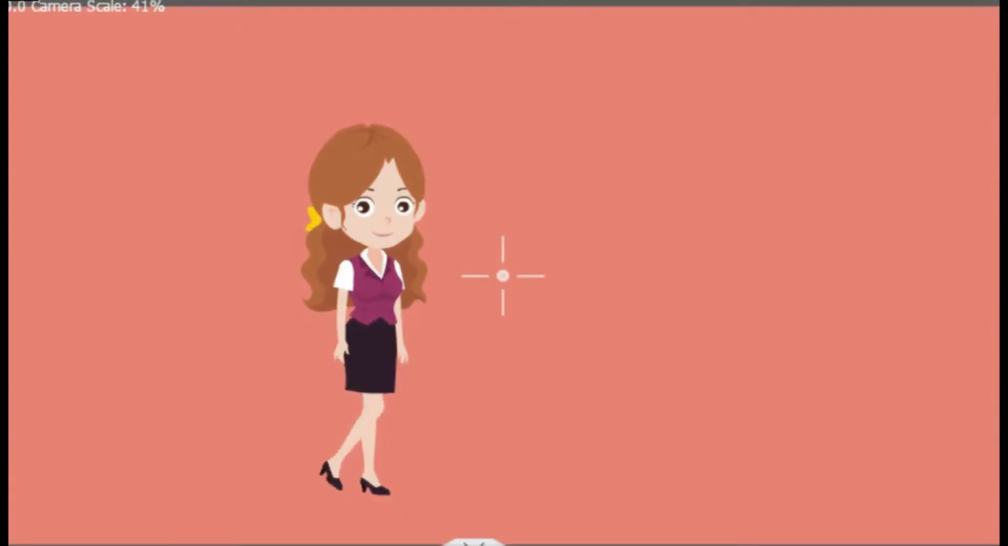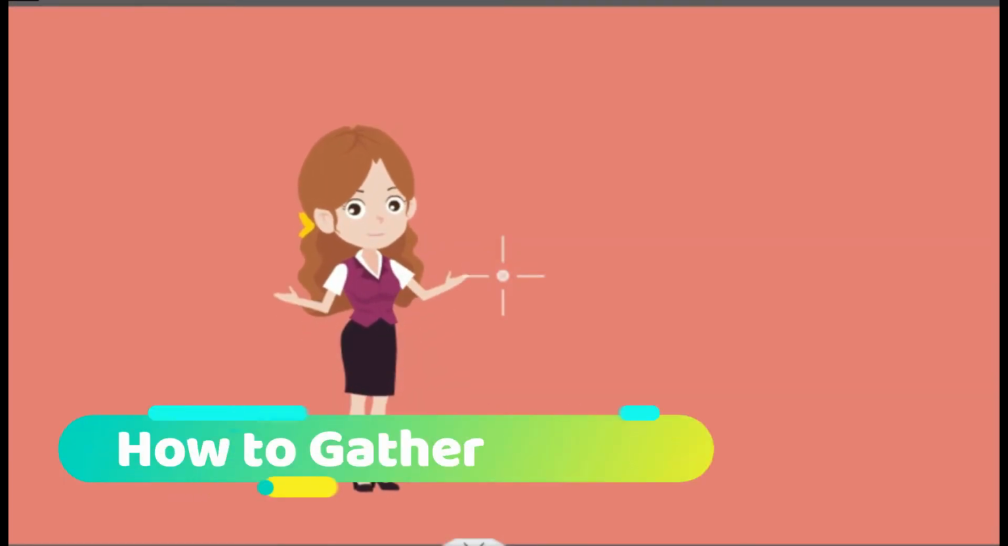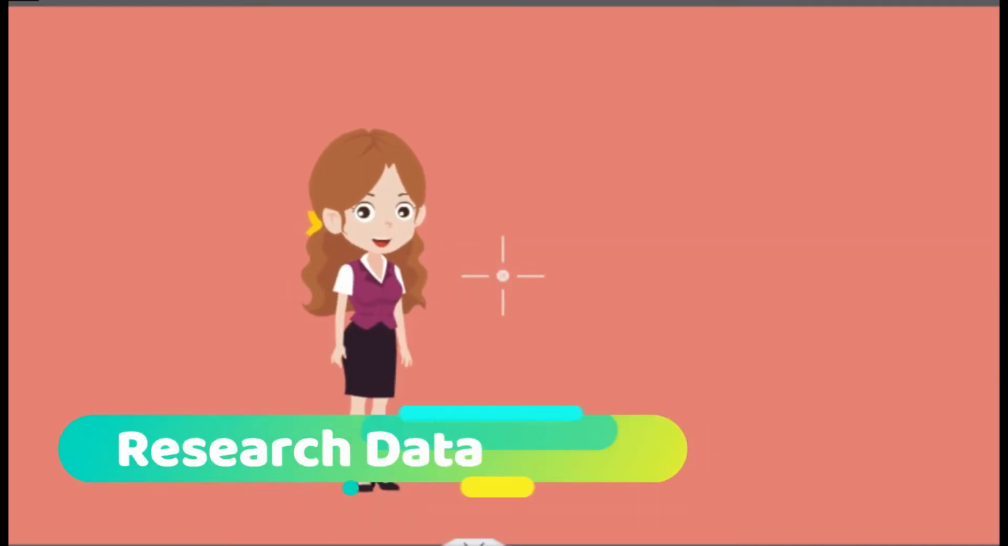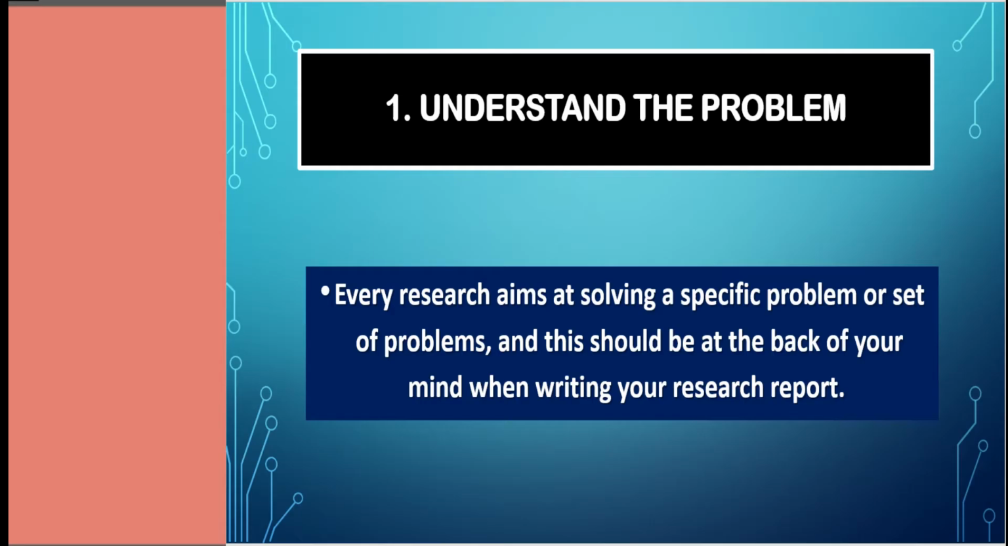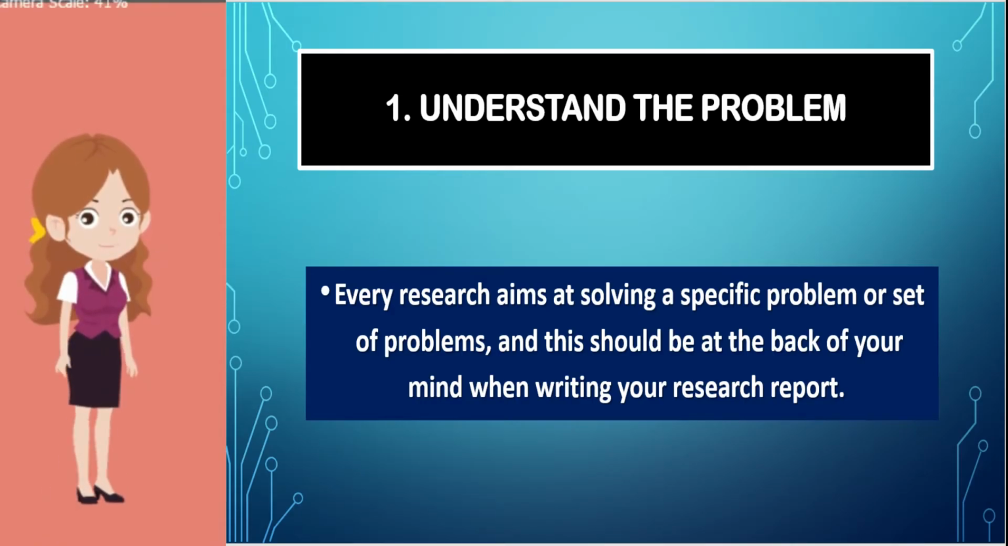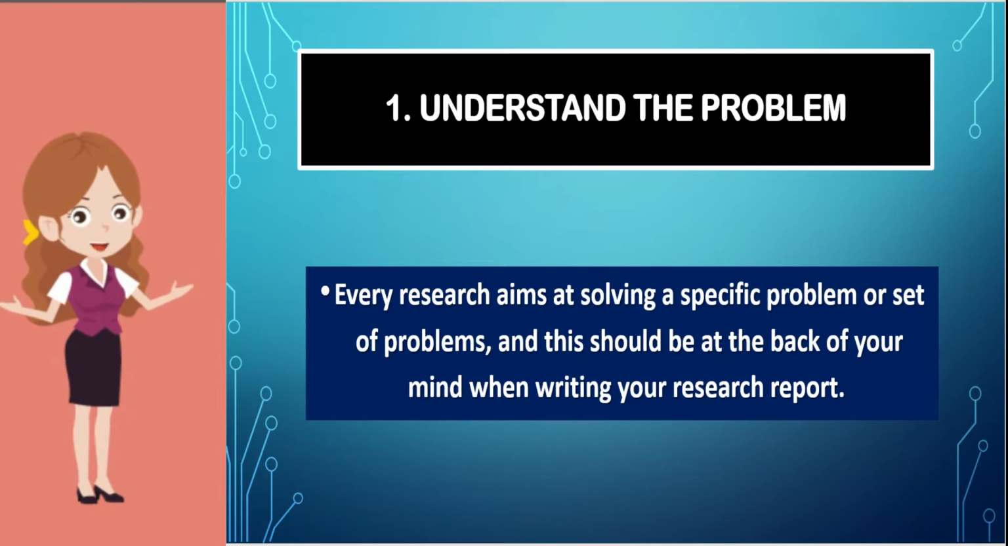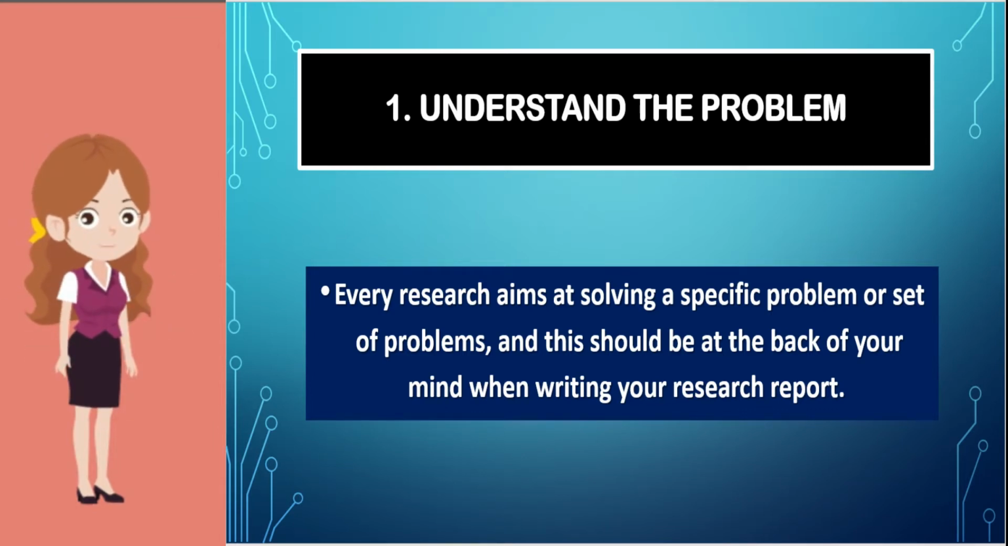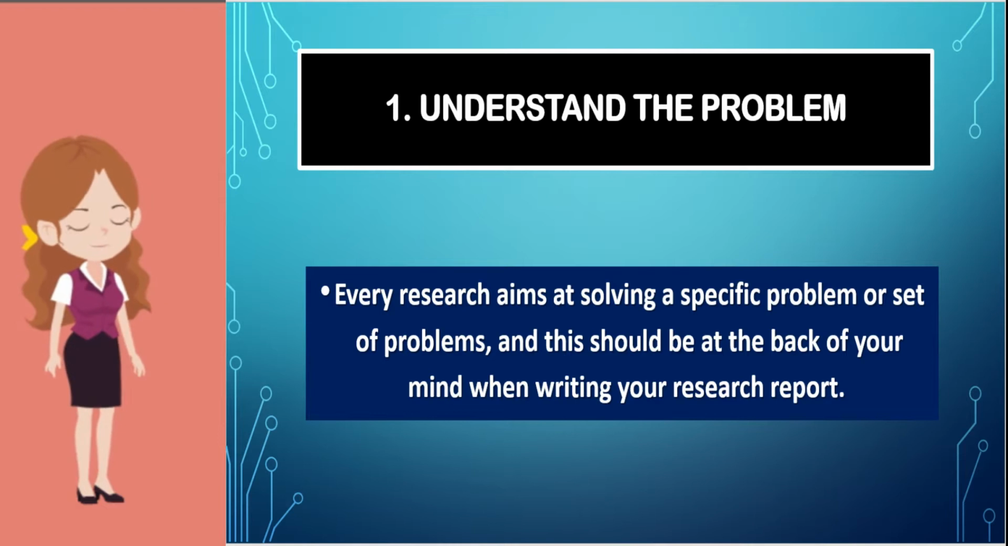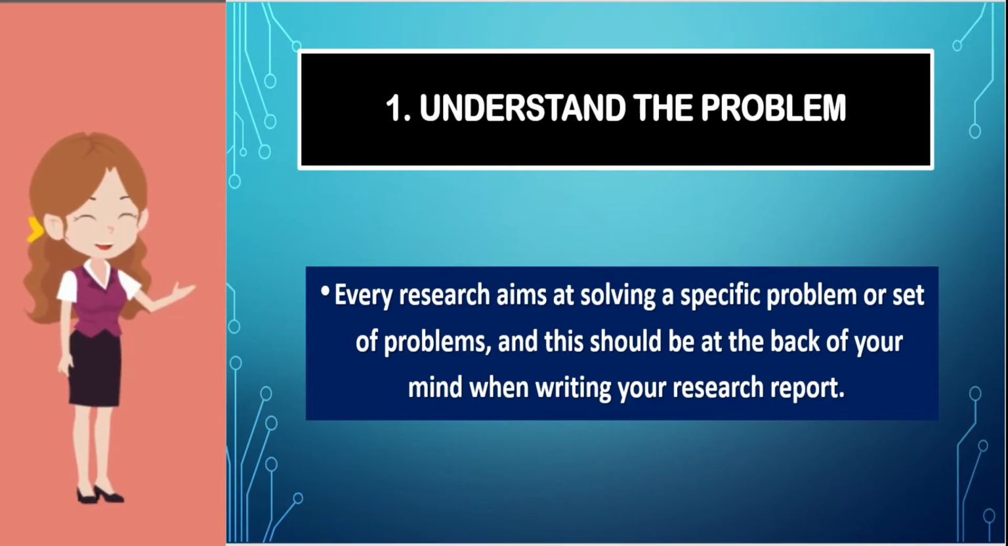In today's lecture, we are going to discuss how to gather research data for your report. So let's get started. First point is to understand the problem. Every research aims at solving a specific problem or set of problems, and this should be at the back of your mind when writing your research report. Understanding the problem would help you to filter the information you have and include only important data in your report.